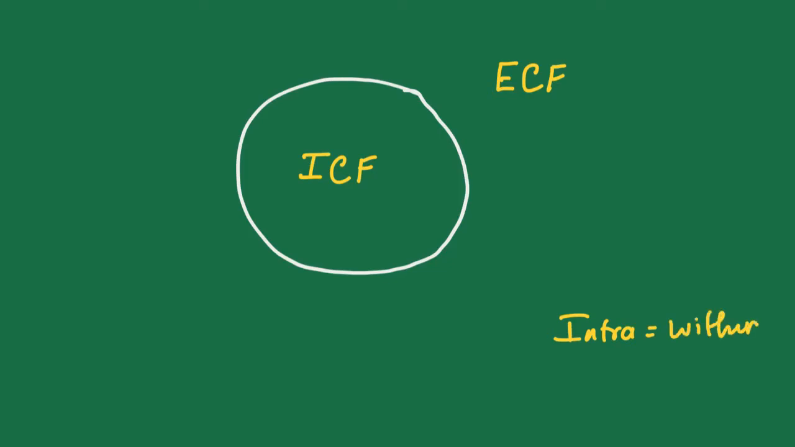Extra means outside. There is always more potassium inside a cell compared to the outside. There is always more sodium outside the cell. So there's more sodium in the ECF. There is more calcium outside the cells.